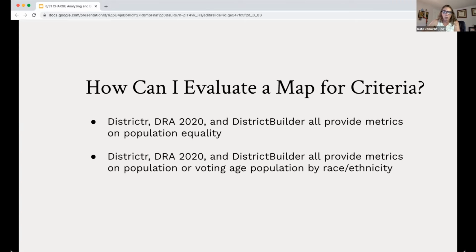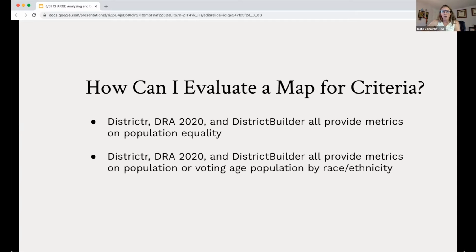So first up, we'll just go through the list again. Population equality. Fortunately, this is a pretty easy one in the sense that most mapping tools can and do tell you what the populations of your districts are and calculate how much they deviate from one another. So that's available in Districtor, DRA 2020, and District Builder.